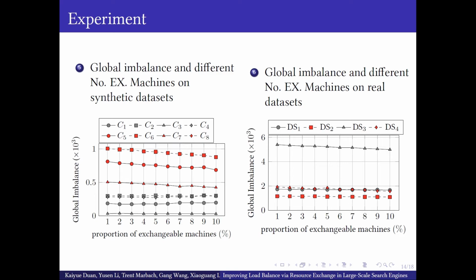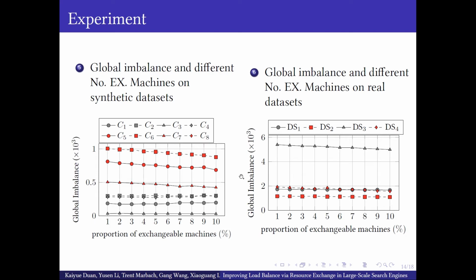For example, in input setting C1, the lowest global imbalance is achieved when we provide exchangeable machines at the proportion of 3%. Intuitively, more exchangeable machines should provide more room for reassigned shards, producing a lower global imbalance. However, providing more exchangeable machines increases the size and complexity of the problem to be solved within a short time.